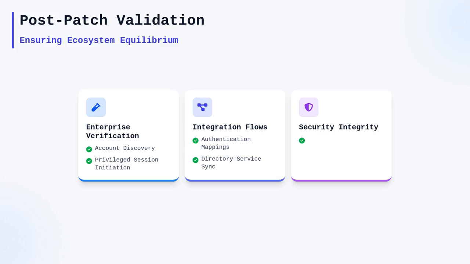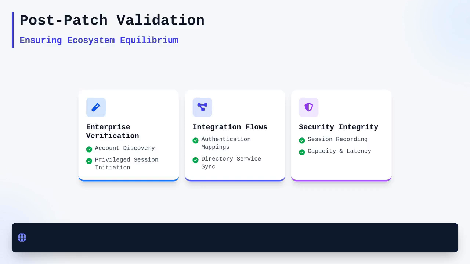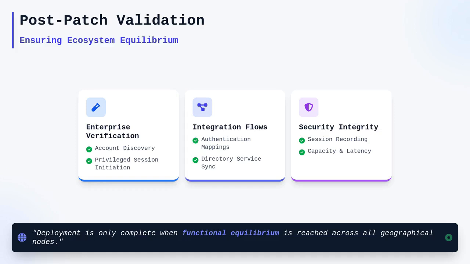Continuous monitoring during this phase is essential, as subtle issues like increased latency or configuration drift can manifest only under load. Because you are handling sensitive privileged sessions, ensure that session recording and monitoring components are functioning at the expected capacity before considering the maintenance task finished. A patch is not successfully deployed until the entire ecosystem regains its state of functional equilibrium across all geographical nodes.